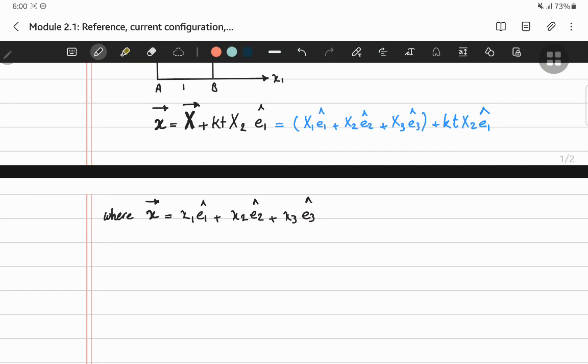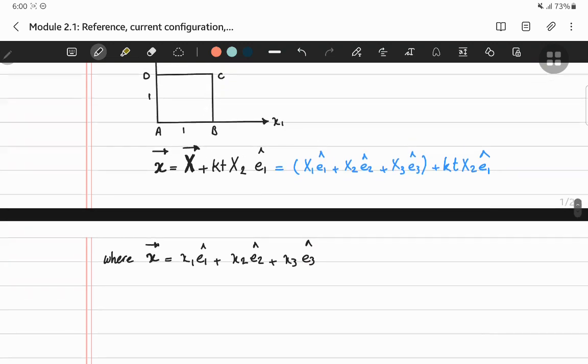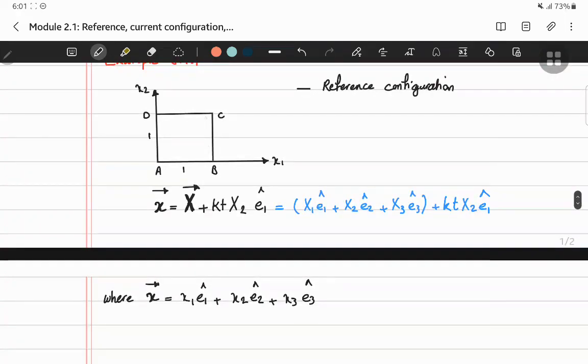So if this square here undergoes this deformation or this motion, how is it changed? So we have, for example, 4 particles here. We have particle A, B, C, and D. So if we can calculate how they are deformed after time t, for example, we will be able to know what is the current configuration.